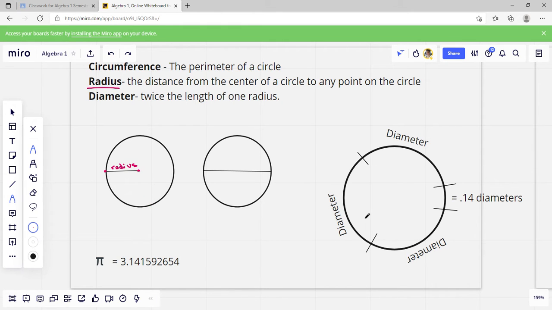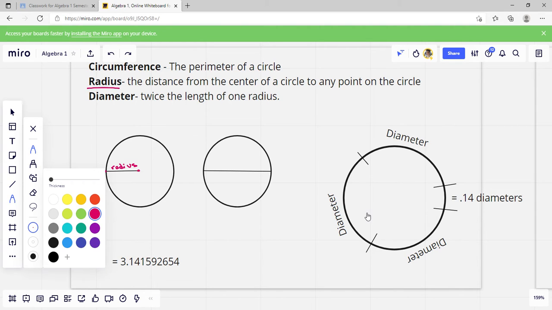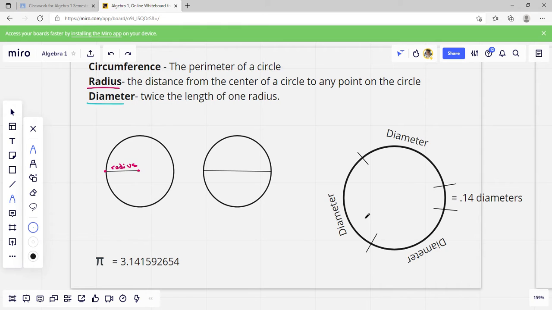Two radiuses make a diameter. So diameter basically goes all the way across the circle, and it has to go through the center point. So here's our center point, right? And there's one radius on this side and another radius on that side. So that makes a diameter. Okay, so when we're talking about the circumference of a circle, it's the distance all the way around.